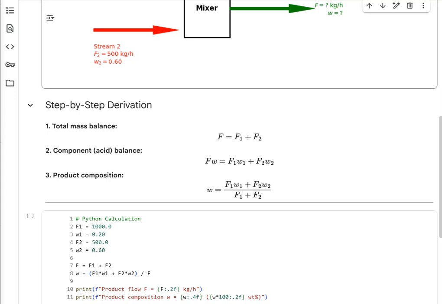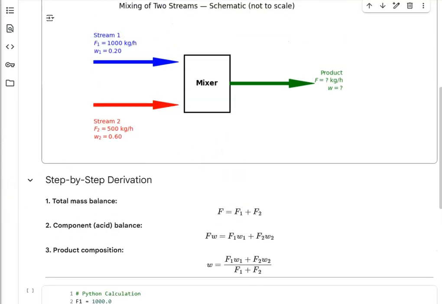Let's write the material balance equations step by step. The total mass balance is F equal to F1 plus F2, and then the component acid balance is F times W equal to F1 W1 plus F2 times W2. If we reorganize these two equations, we can easily calculate W equal to (F1 W1 plus F2 W2) divided by (F1 plus F2). All these parameters are known, so we can easily calculate W.